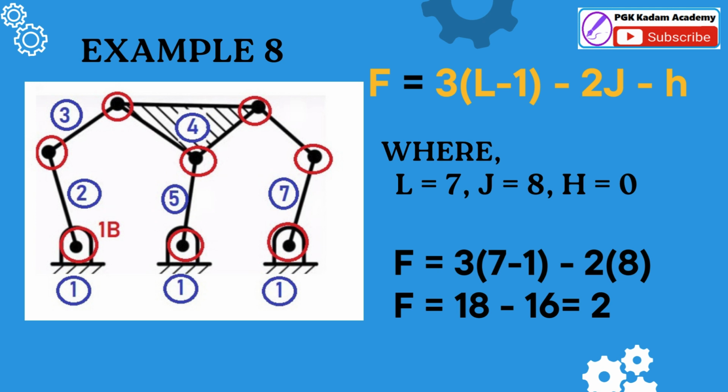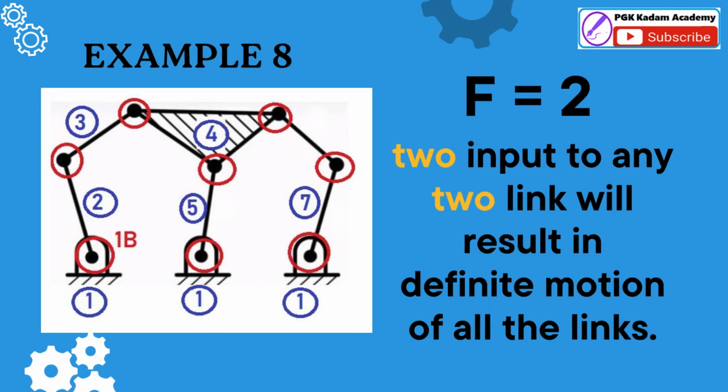H equal to number of higher pairs in the mechanism is 0. Hence the answer of degree of freedom F is equal to 2, means two inputs to any two links will result in definite motion of all the links.